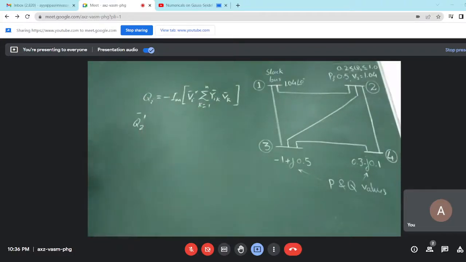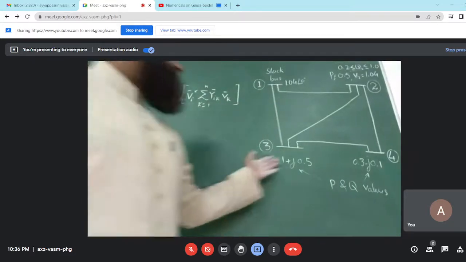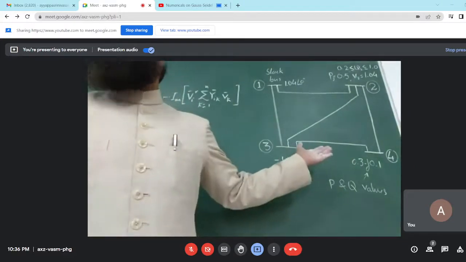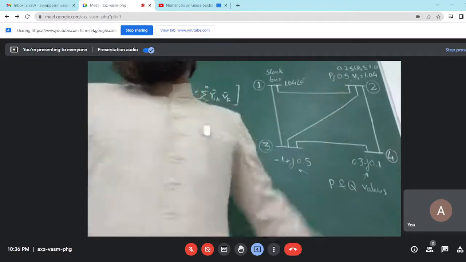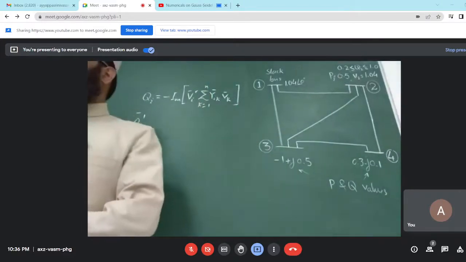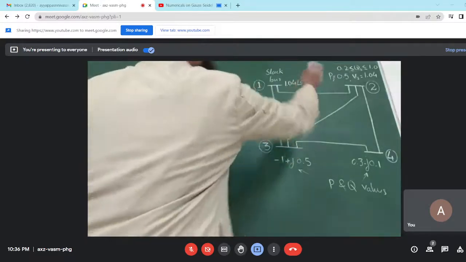For the first iteration, have you assumed initial values of the variables? The values of these variables will be the same as we assumed for the slack bus. Now we need to assume for this PV bus also. For the PV bus, the variables are Q2 and delta 2. We need to assume the initial value of delta 2, not Q2. We have already discussed that Q is a function of V and delta, so there is no need to assume an initial value of Q. Assume the other variables and evaluate Q, right? So only delta 2.